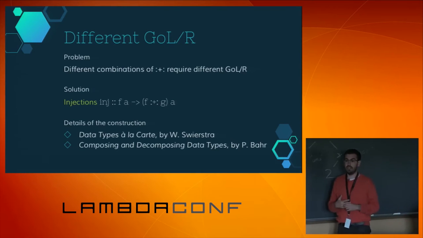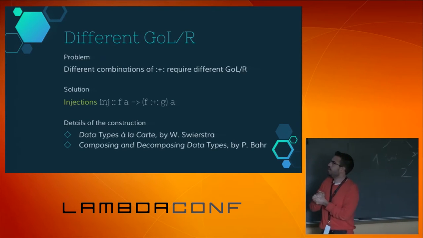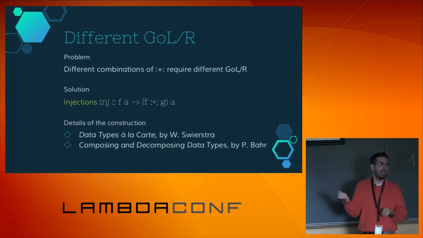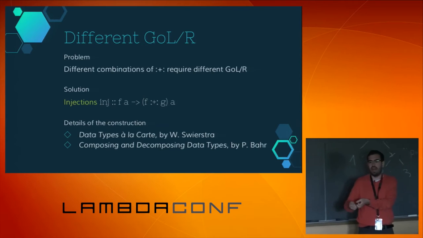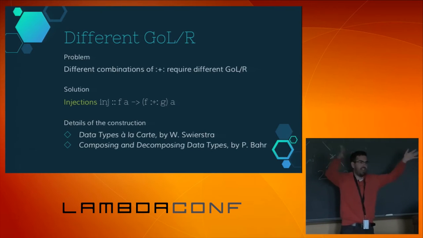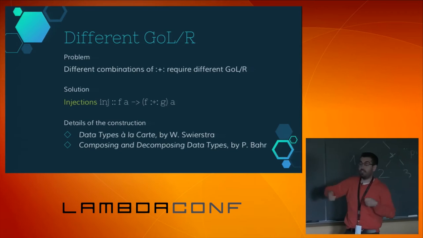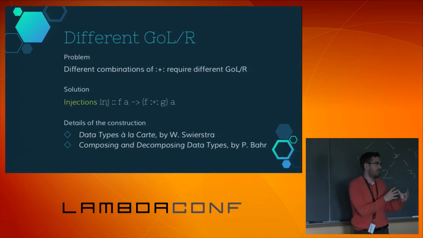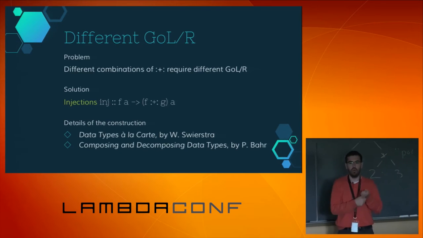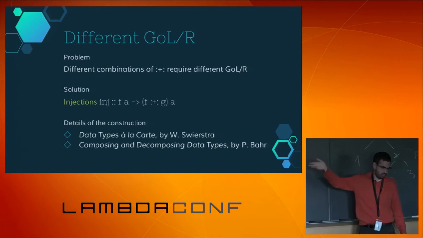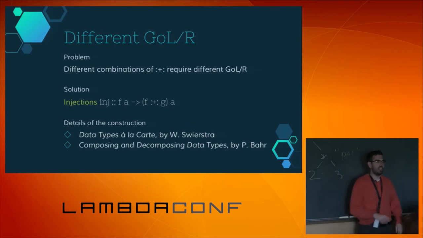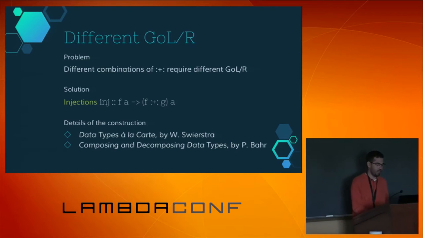There is a solution for this, which I'm just going to tell you exists. You can define functions that inject a data type F into anything that has F inside. It seems reasonable that if I have something built only with literals, then I can make it into something which has literals and any more stuff around. So you can define these functions, and this is how you solve this problem: if we had something before which only has one part, you just call injection and you make it as big as you want. There are many details to construct this, so you can read them in these two articles. They are nice to read, but we don't have the time today.